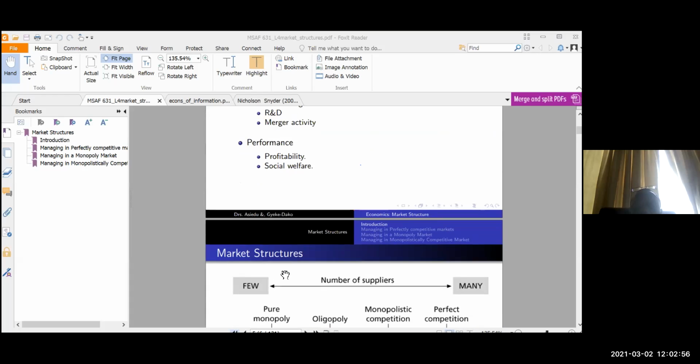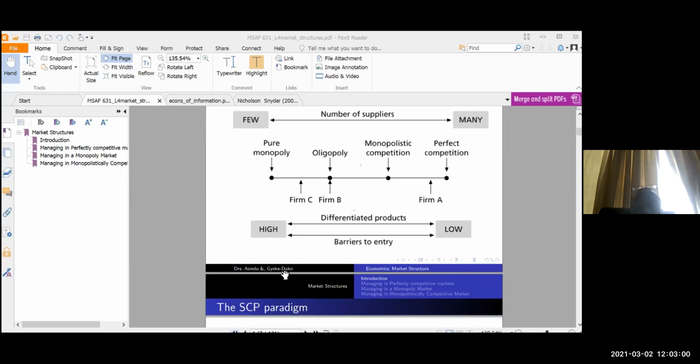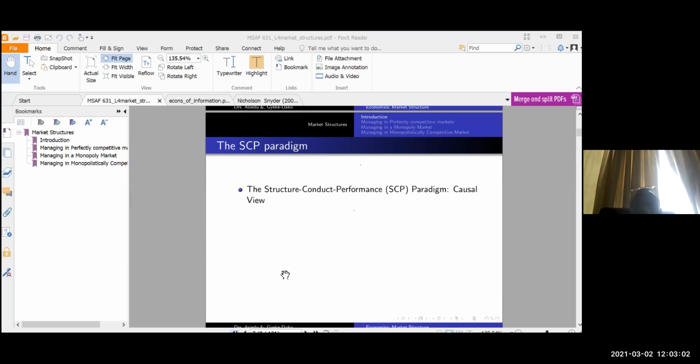All right. Before I go into the structures, let me put this into context. The structure, conduct, performance paradigm. So far what I've emphasized is that there is a linear or causal relationship between the structure of the market, the conduct of players in the market, and performance, right?